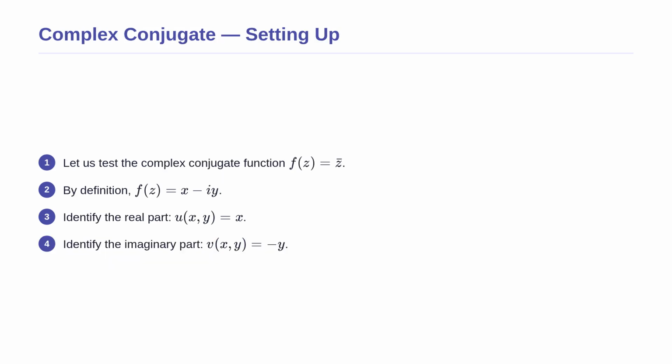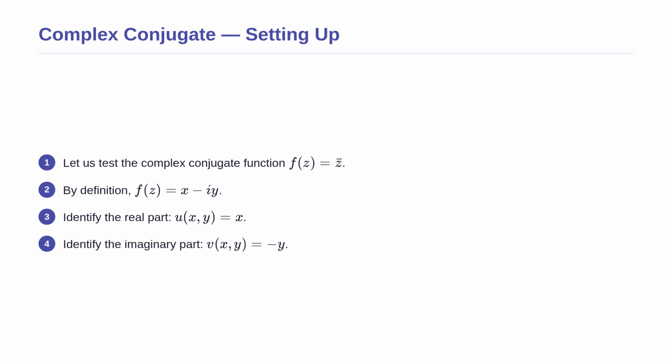Let us look at another example. We will test the complex conjugate function f of z equals z bar to see if it satisfies the Cauchy-Riemann equations. The complex conjugate is a very simple operation that just flips the sign of the imaginary part. Visually, it reflects a point across the horizontal real axis. Because it is so simple, it might seem like it should be smooth and differentiable.